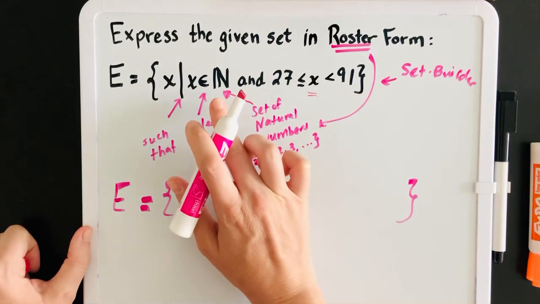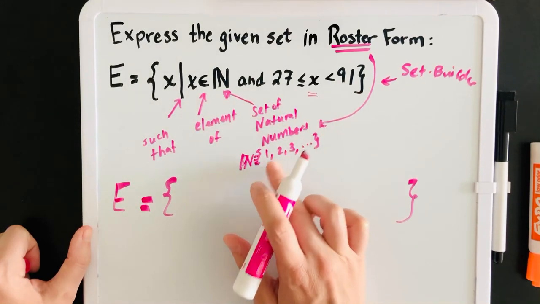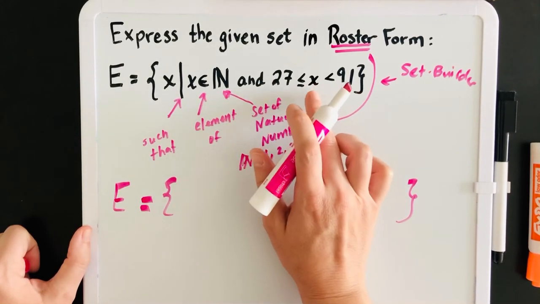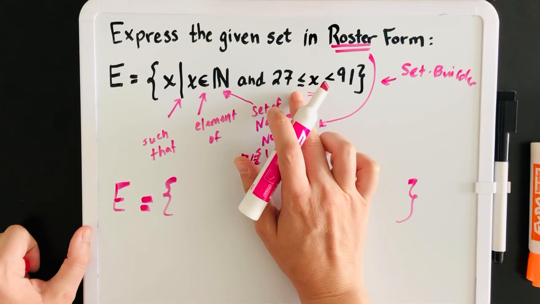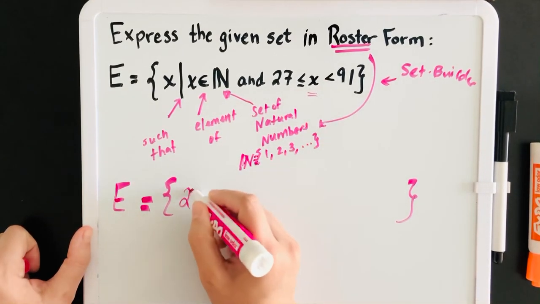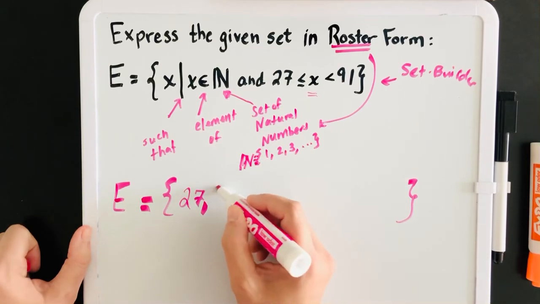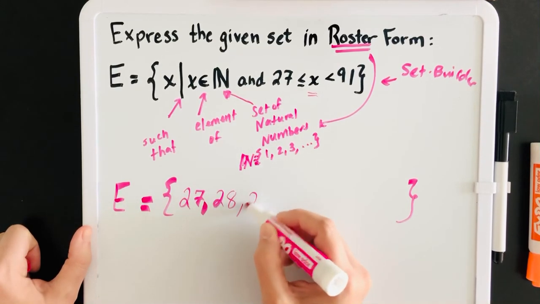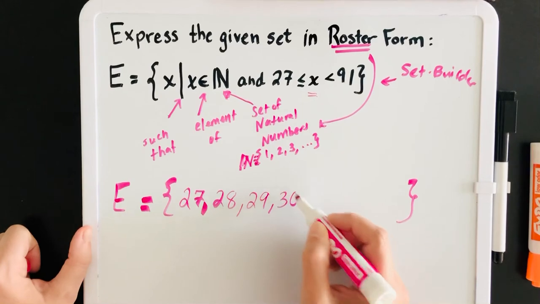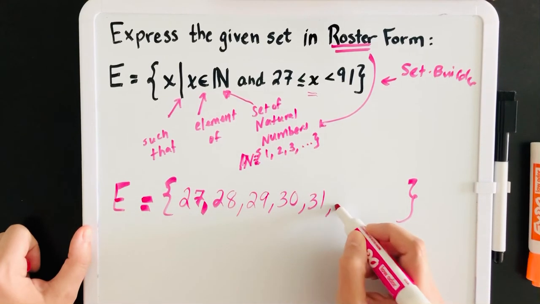So I know they're natural numbers, but they don't always start at 1 now. They are starting at 27, because it says X must be greater than or equal to 27. So 27 is the first number that we allowed, followed by 28, because that's another natural number, and then 29, and then 30, and then 31. And I'm going to go on like this.